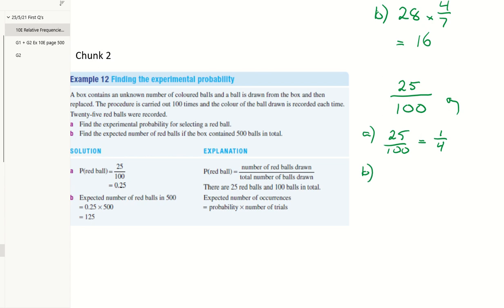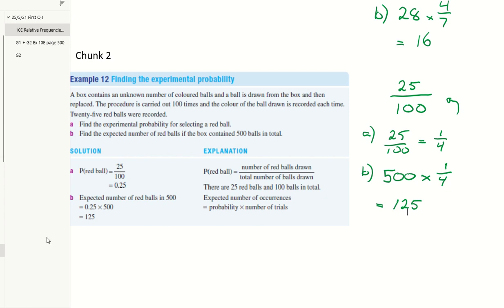Next one, find the expected number of red balls if the box contained 500 balls in total. So there's 500 balls in total. I'm expecting that once for every 4 balls I pull out, I am going to get a red one. So first of all, again, my total is going to be here, 500, and then I'm going to multiply that by my experimental probability, 1 on 4. You can put that into your calculator and you will find that that answer is 125. Now this is all we need to do for these series of questions.